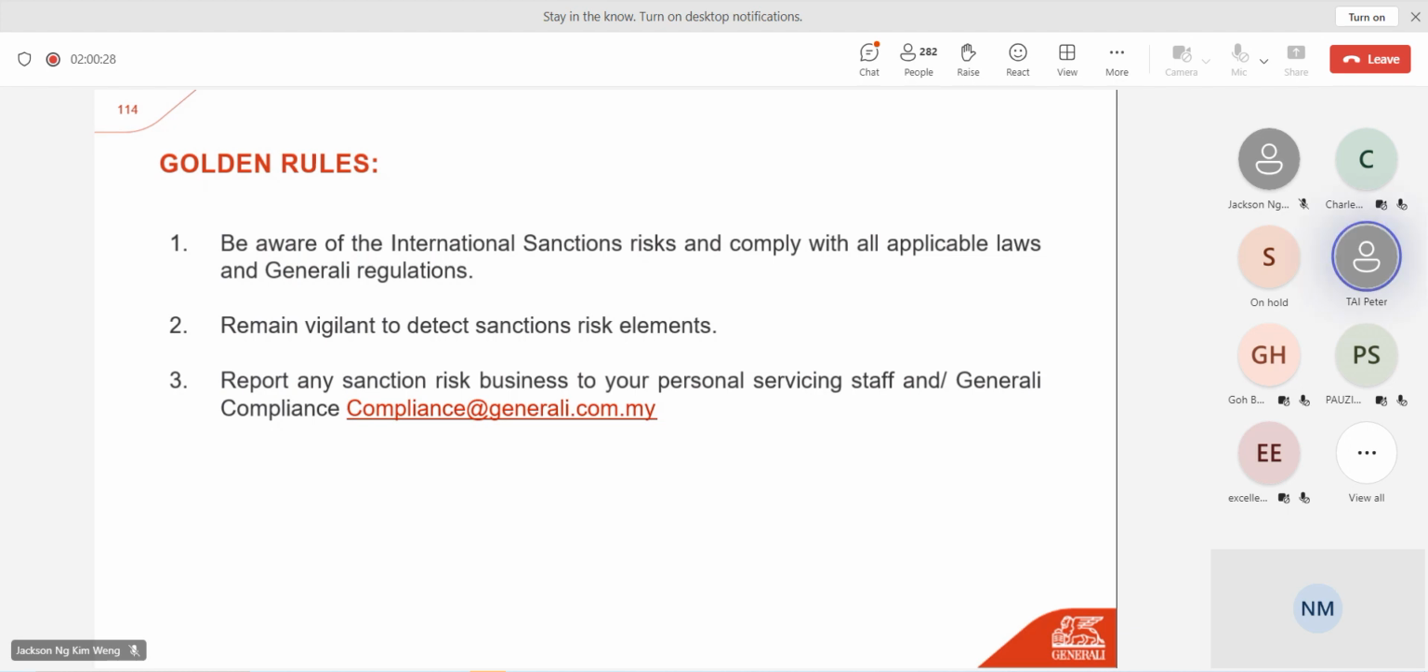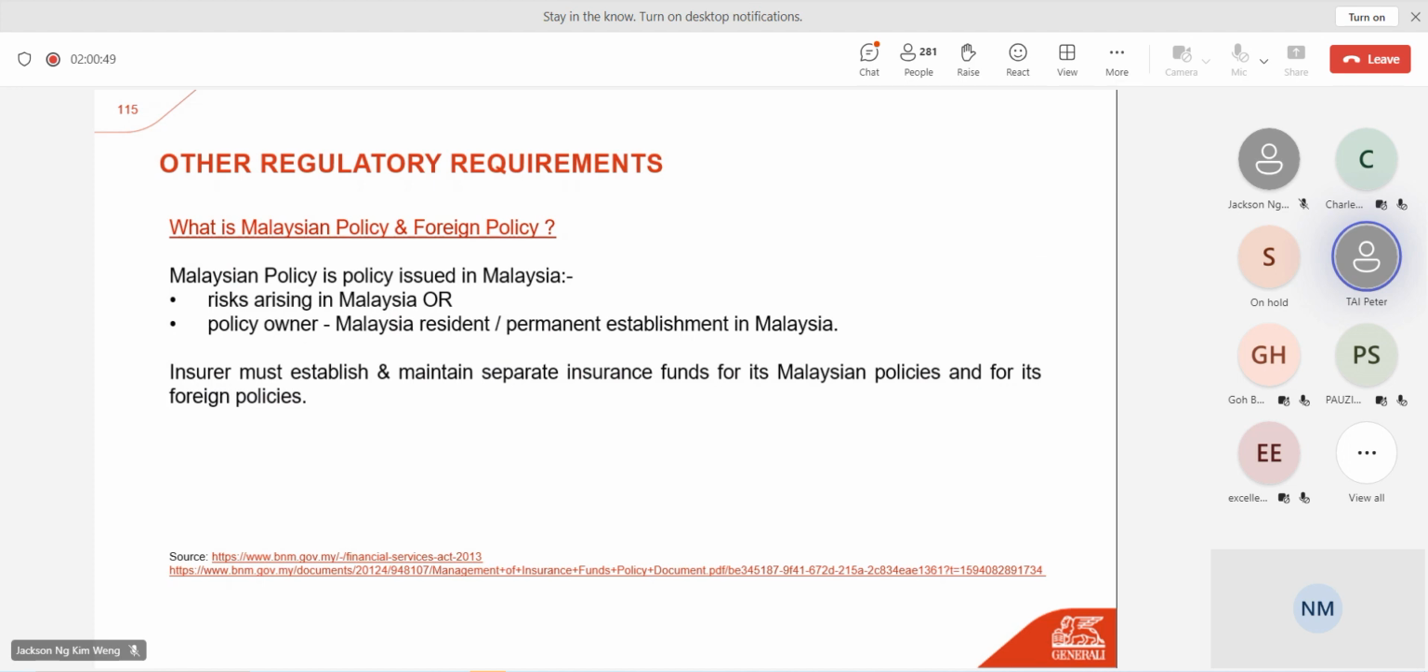If you detect it, thank you very much. Kindly and immediately inform our compliance at generally.com.my. You can inform our MO or the branch manager, but it is best to quickly email compliance at generally.com.my so that they can take further action. Always remain vigilant and detect sanction risk elements at all costs. Next slide.